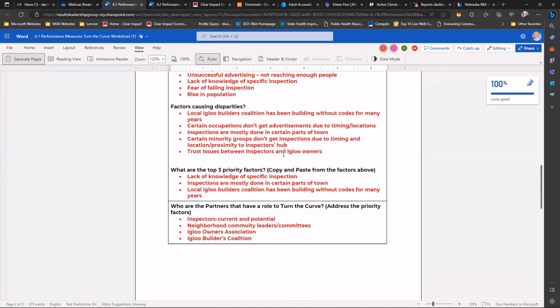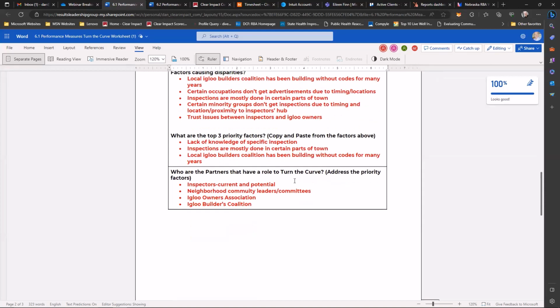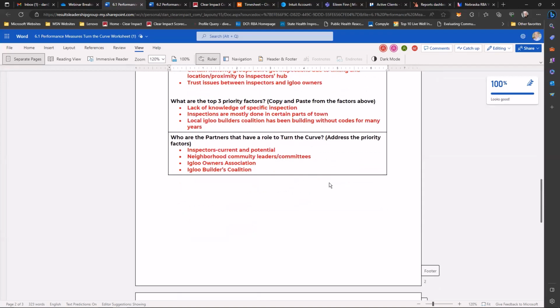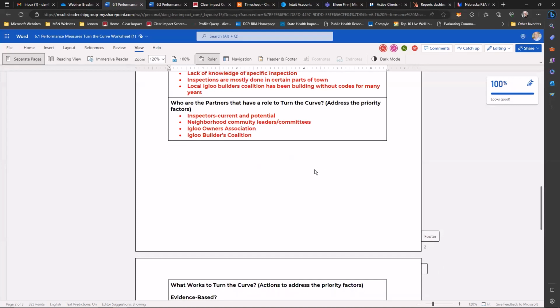So from that, we took lack of knowledge of specific inspection, inspections are mostly done in certain parts of town, and the Builders Coalition has been building without codes for many years. For partners here, we want to include the inspectors, current and potential, the neighborhood community leaders, like our HOA presidents, that level of leadership, the Igloo Owners Association, that's like your HOA but IOA, and then the Igloo Builders Coalition, as mentioned earlier.